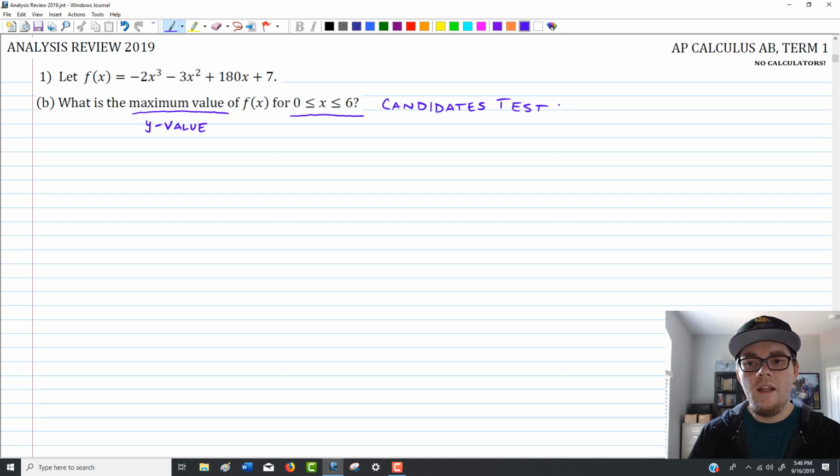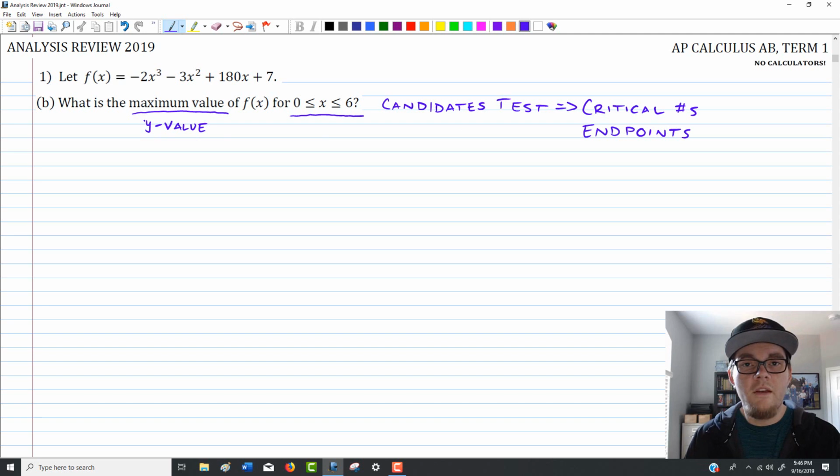Now in order to use the candidates test, what that means is we need to find two things. We need to find the critical numbers, and we need to find the endpoints. Basically, those are our candidates to find a maximum value. And of course, in here, when it just says maximum value, that's just code for global or absolute maximum value. We're trying to find the highest y value that's ever attained by this function on here.